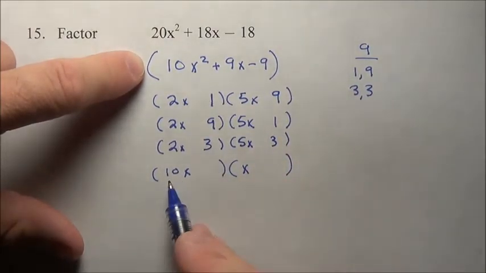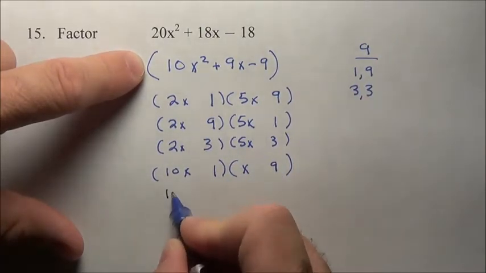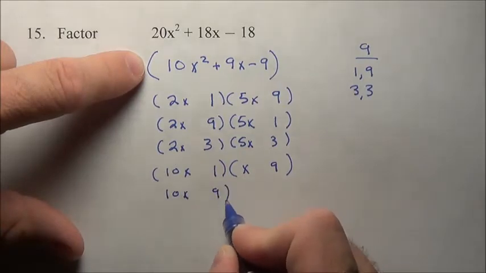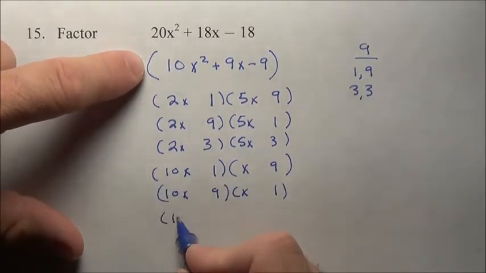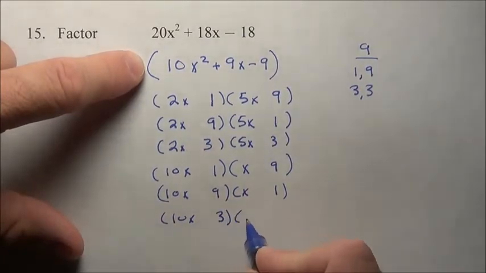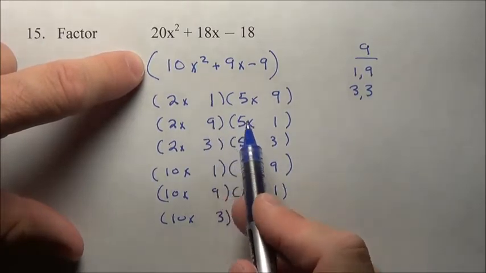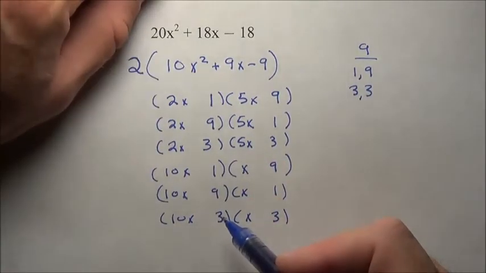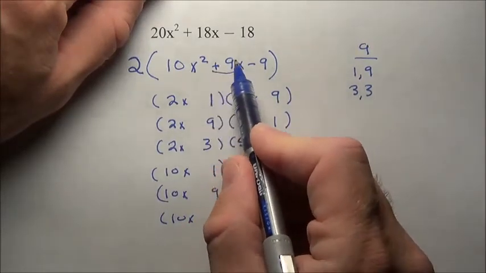Now I'm going to do the same thing for this 10x and x. I could have used the 1 and the 9, or I could have had the 9 here and the 1 here. And then finally the option 3 and 3. Those are all the options that we have. There's only 6 possibilities. Now what I need is a difference of positive 9.